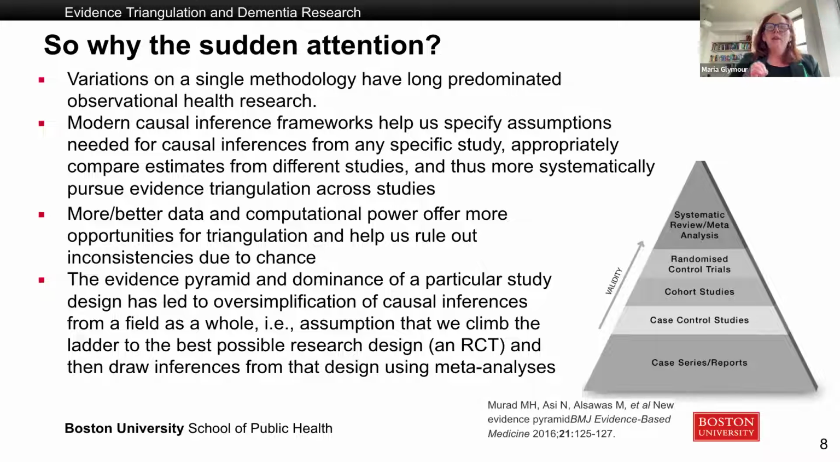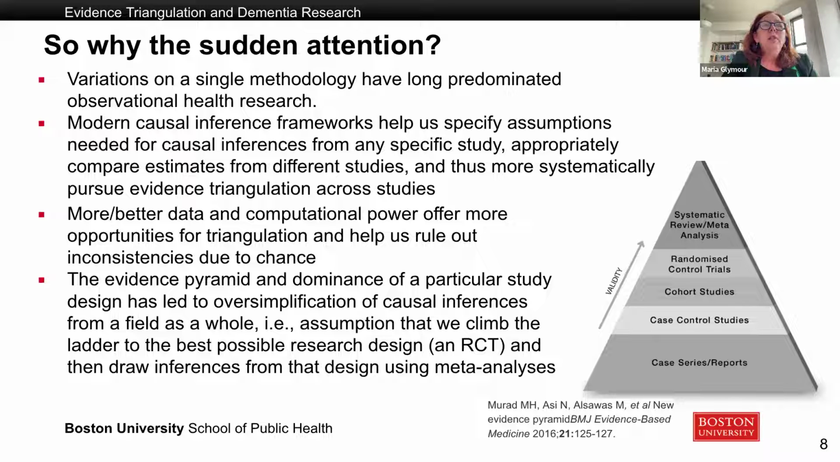Why is there sort of sudden attention to evidence triangulation? I've thought about this, and George and I talked about this, and I'm interested to hear his thoughts. I think, in fact, in observational health research, we've really been dominated by a particular format of study for years. And this is an example of the pyramid of evidence that many of us encountered early in our research methods training, which I think implicitly or explicitly has really framed how we think about evidence.